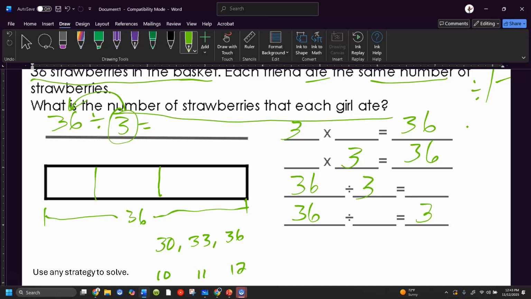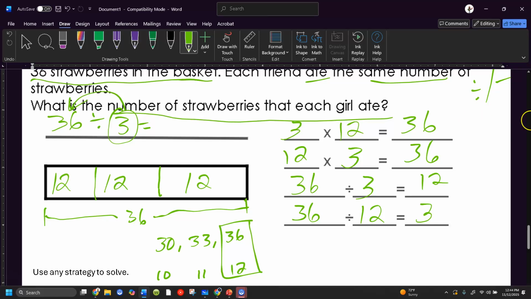There's my answer. 36 has 12 each. So each friend would get 12. So that means that 3 times 12 is 36, or 12 times 3 is 36. 36 divided by 3 is 12. 36 divided by 12 is 3. And that is my fact family. Okay.